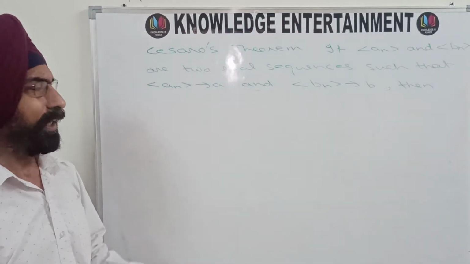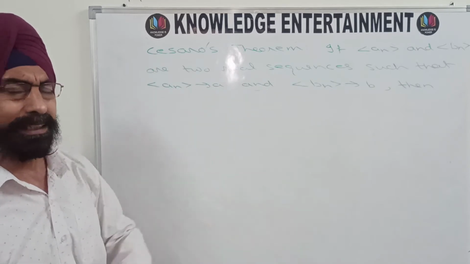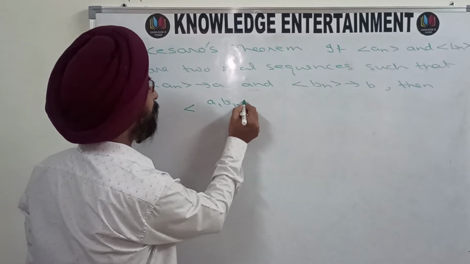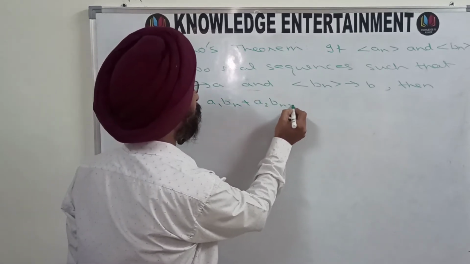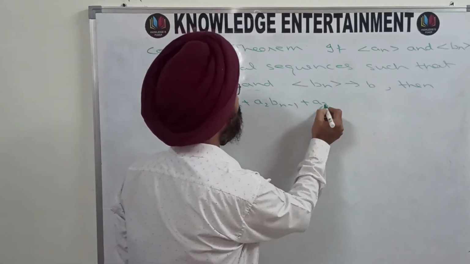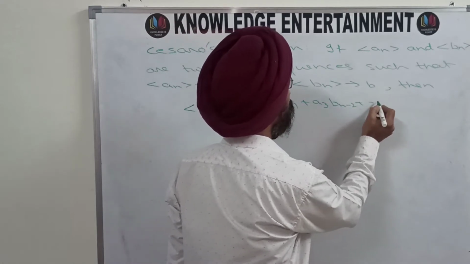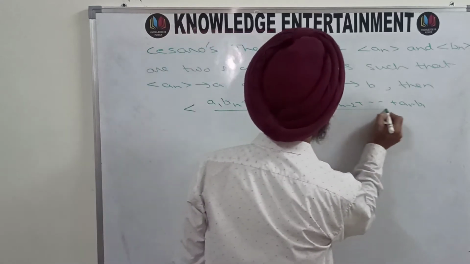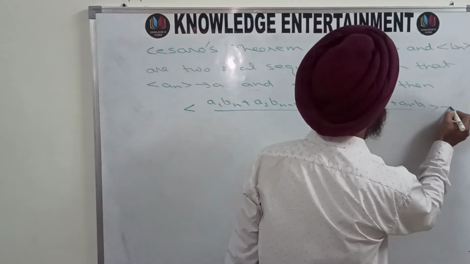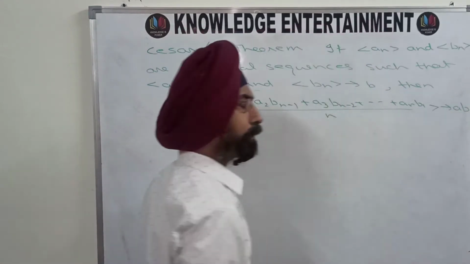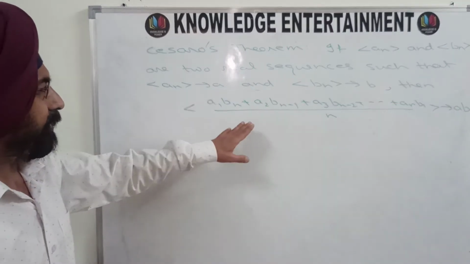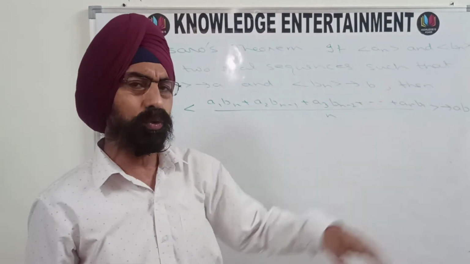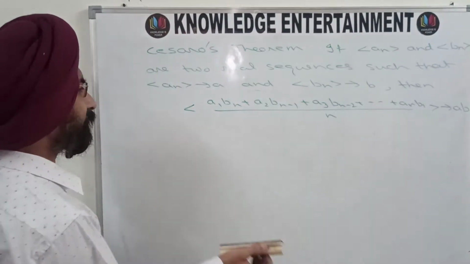is being constructed by using these An's and Bn's, that means the sequence A1 Bn plus A2 Bn minus 1 plus A3 Bn minus 2 plus and so on An B1 divided by n, this sequence will converge to AB. So this we are to prove. We are given that An converges to A and Bn converges to B. So let us start with the proof.